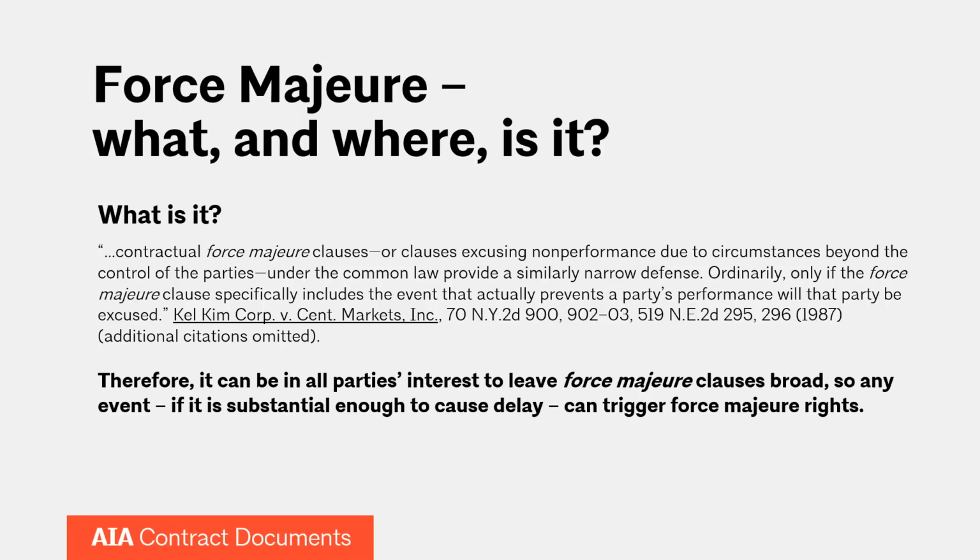So that's a little bit about what a force majeure clause is. It's a risk shifting mechanism that allocates risk in the event something happens to delay a project.